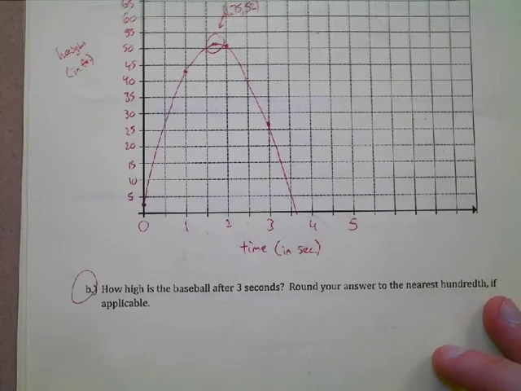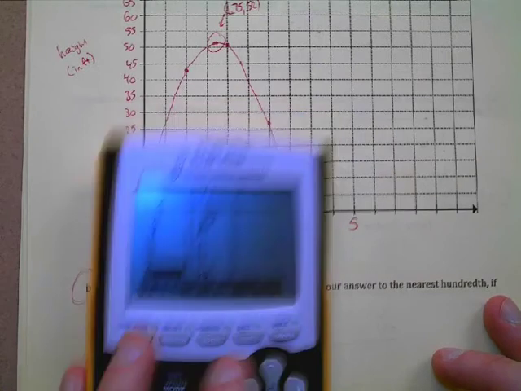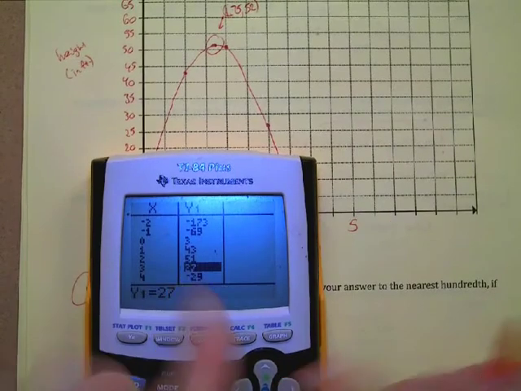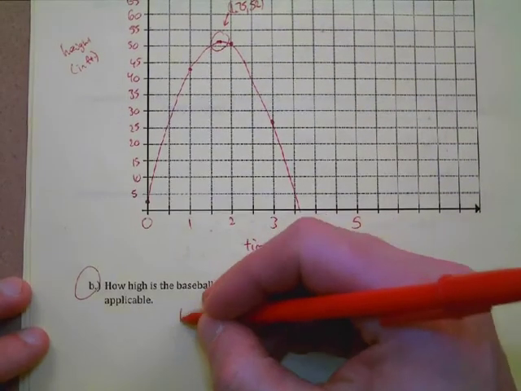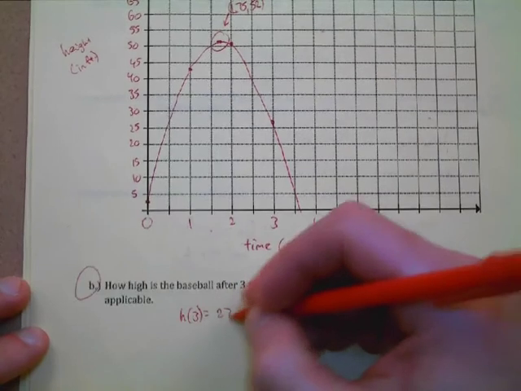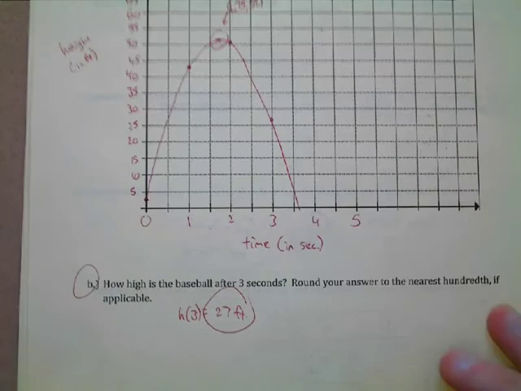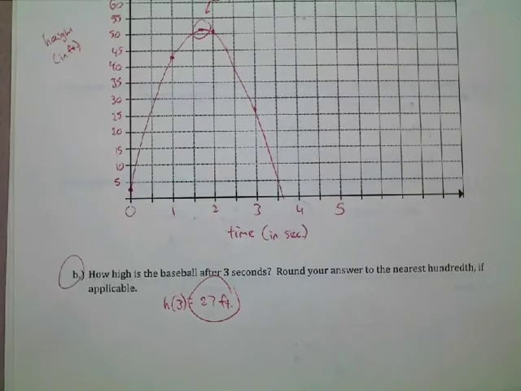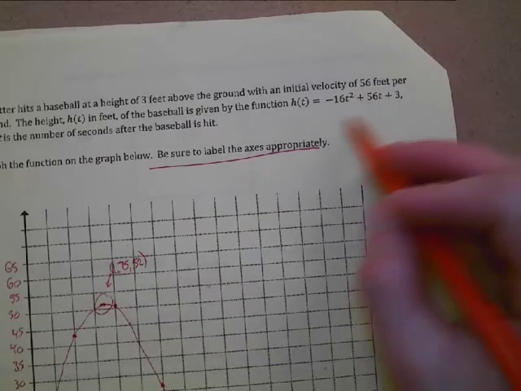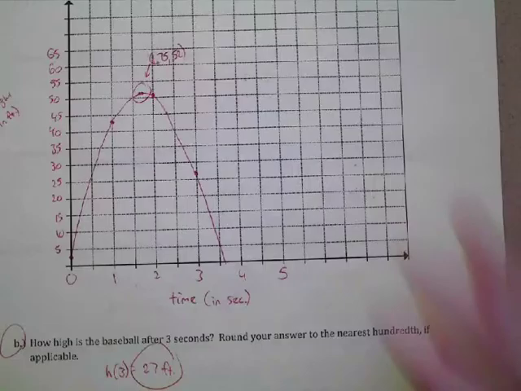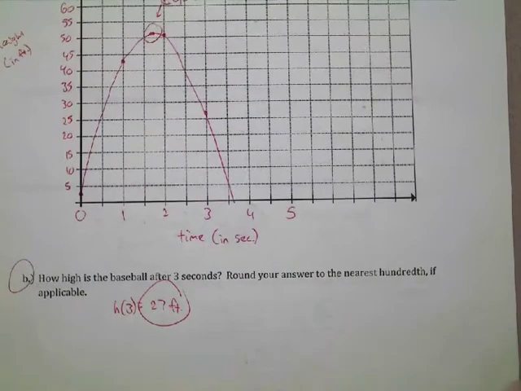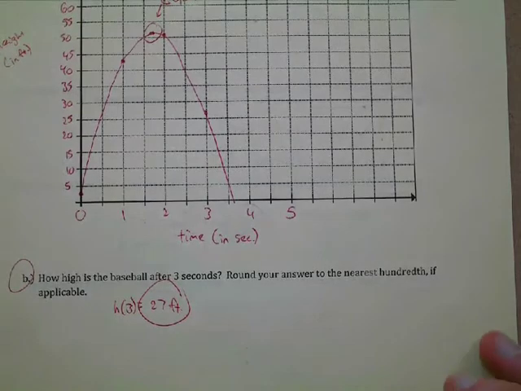If you want to get more points, you can just plug in some more points. Like I could have plugged in 3.5 and see what number I get. But for the interest of time, we need to keep going because I have 5 more minutes. How high is the baseball after 3 seconds? Well, that's easy. You can go to your table. 3 seconds, 27 feet. So h of 3 equals 27 feet.